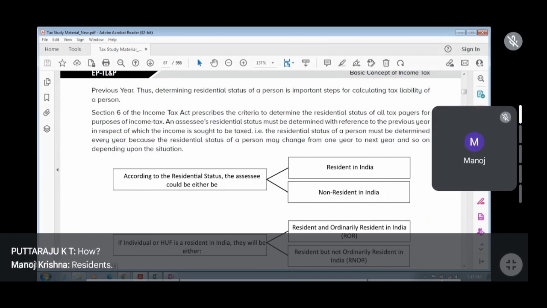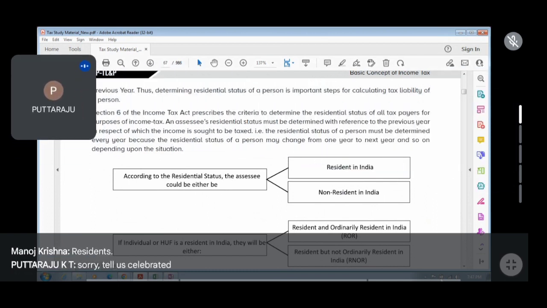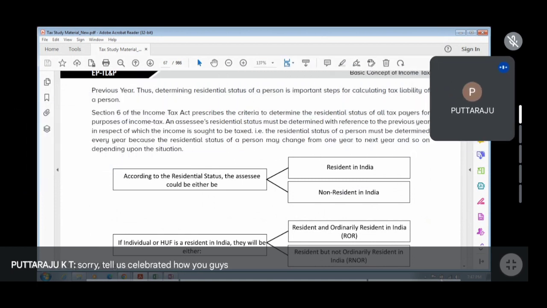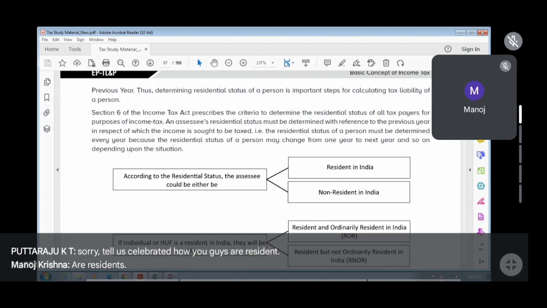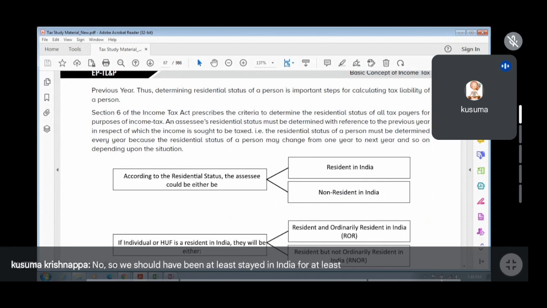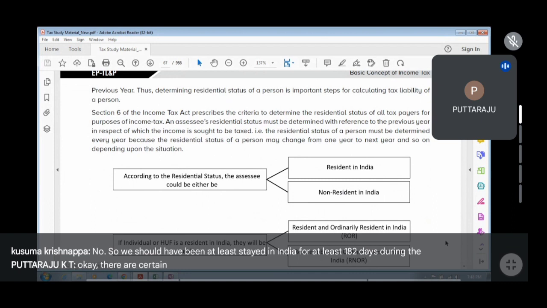How are you guys resident? Sir, born in India, sir. Born in India, that means resident? No, sir. We should have stayed in India for at least 182 days during the previous year. Okay, there are certain conditions to be fulfilled.